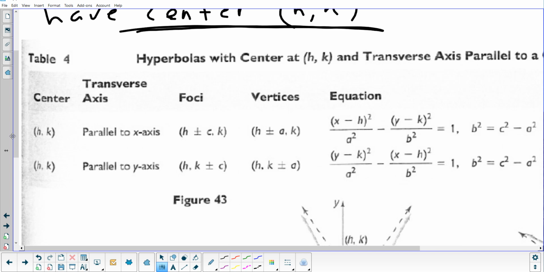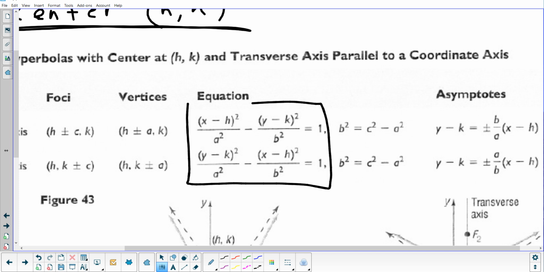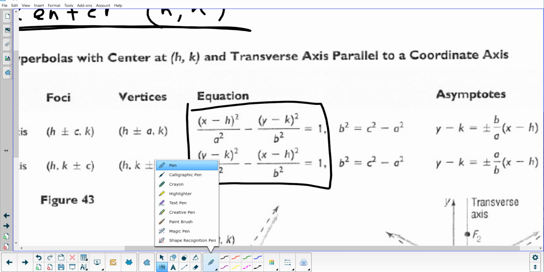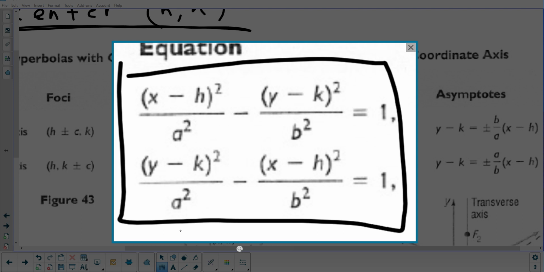So we really don't need to write this whole table down, because of the way I've been doing it with you, all of this becomes automatic. The only thing you really have to know is these are now your two equations. It was x squared over a squared minus y squared over b squared equals 1. Now the x is replaced with x minus h. The y is replaced with y minus k. Same thing for the bottom: x minus h, y minus k.